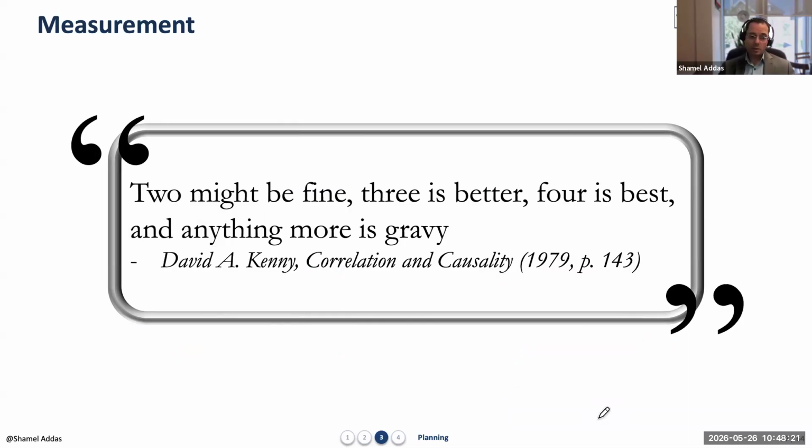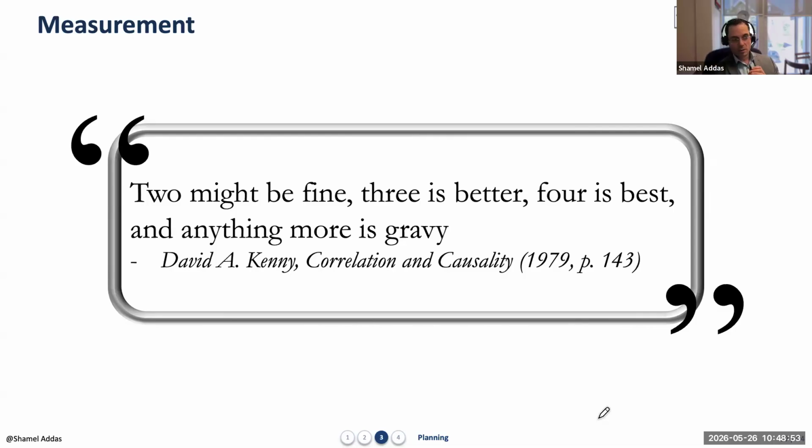About measurement, Kenny said 2 might be fine, 2 items, 3 is better, 4 is best, and anything more is gravy. All right, so it might be a bit extreme. Obviously, there's no one recipe that tells you how many items in a particular scale or for measuring a particular construct is correct. And there's huge debates, which I'm not going to get into. Sometimes, there are debates in the social science fields about whether it is good to use a single measure or you have to use multiple measures.